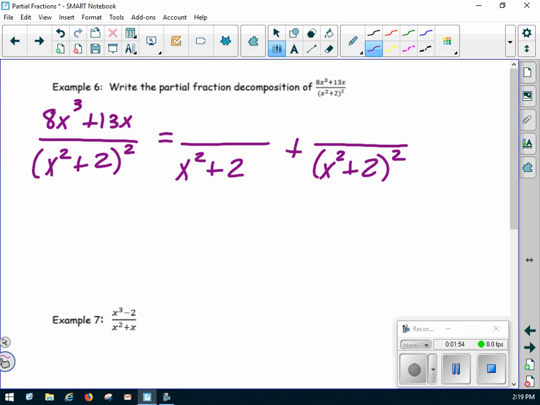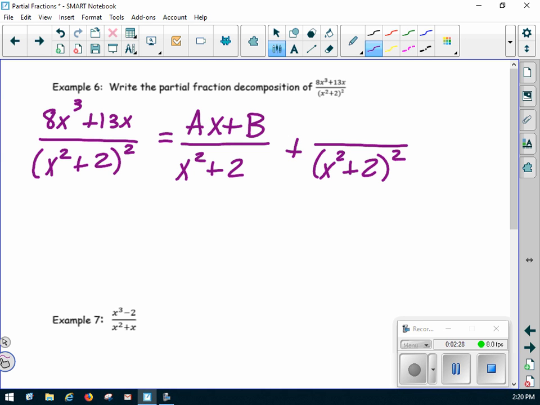Now look at your factor, x squared plus 2. Is that factor linear, quadratic, cubic? Quadratic. And remember, the degree of the numerator must be 1 less than the denominator. Good. So in this case, it has to be linear. So the way we're going to write it is ax plus b. You have to have every term represented from where you start all the way down to a constant.